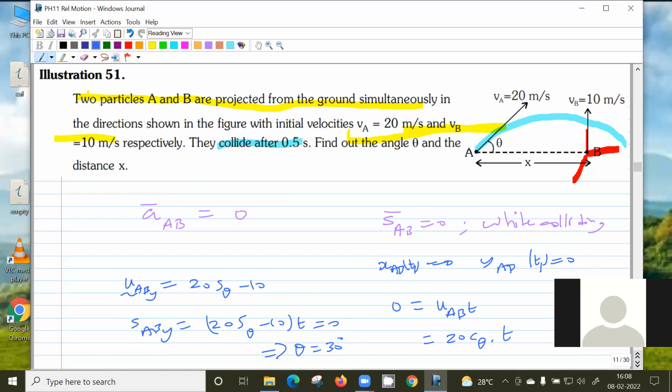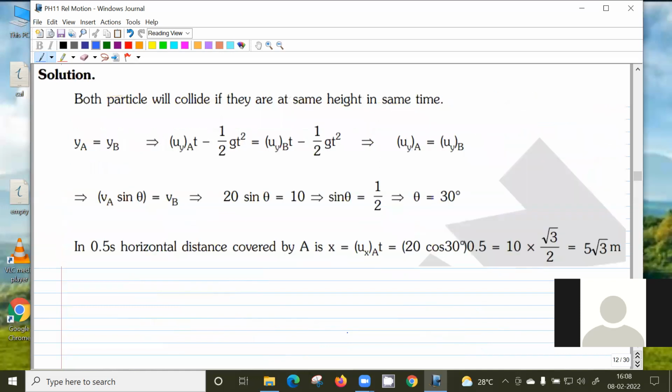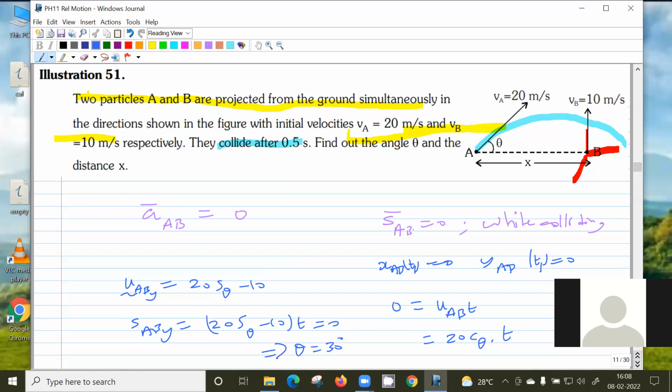I'm not using the collision time information at all. Theta is 30, that is correct. He's asking to find out the angle theta and the distance x. So theta is 30 degrees and the distance x is this velocity into the time in which it's colliding, 0.5. So it's 20 into root 3 by 2 and the colliding time is 0.5 seconds. So 10 into 0.5 root 3, that is 5 root 3.